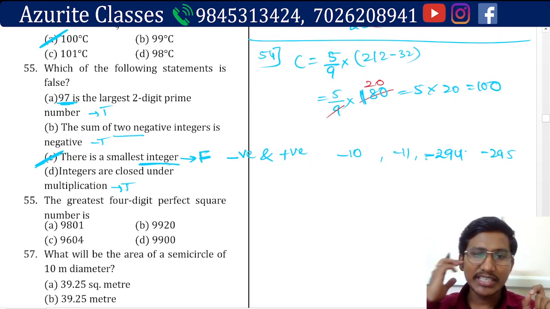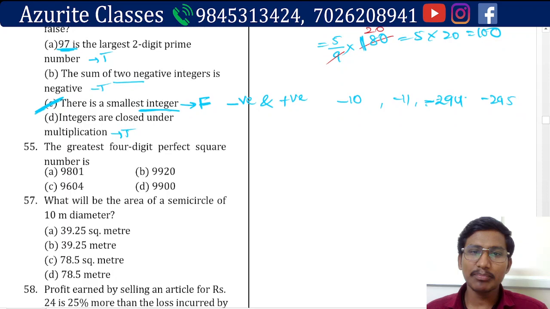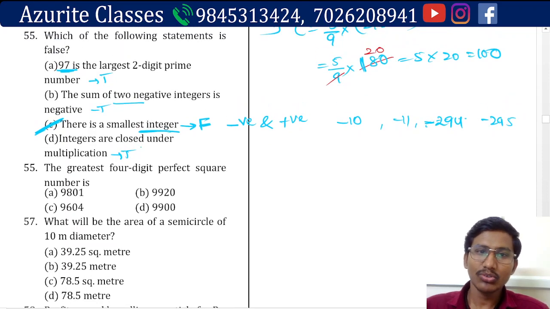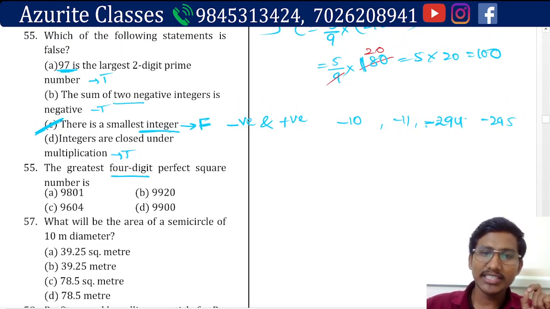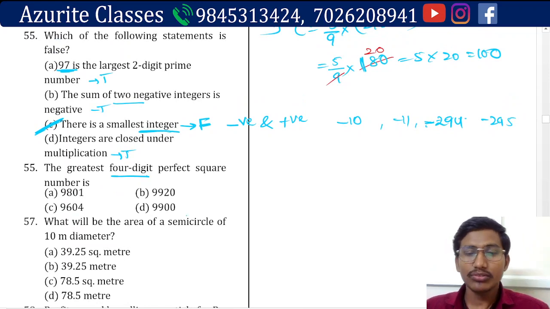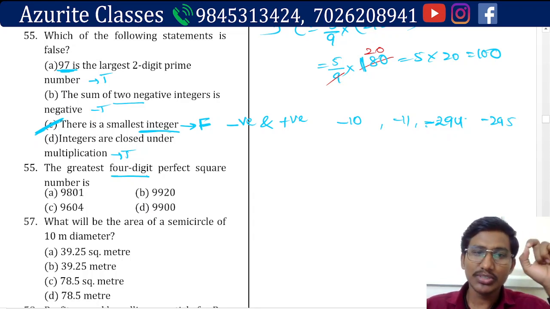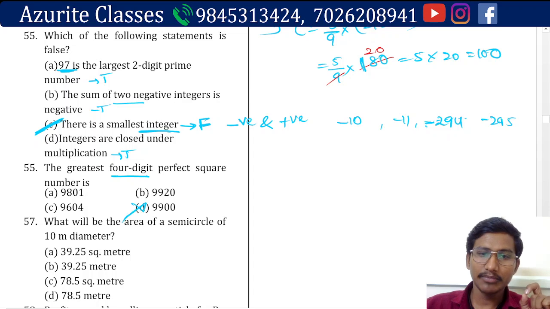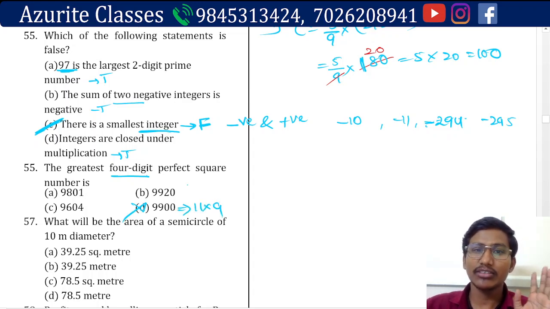Okay, good. So next is 55, the greatest 4-digit perfect square number. You can go with options. So if you go with options, what will be the answer here? Check here. That is D option will not come, because 11 nines are 99, not possible.